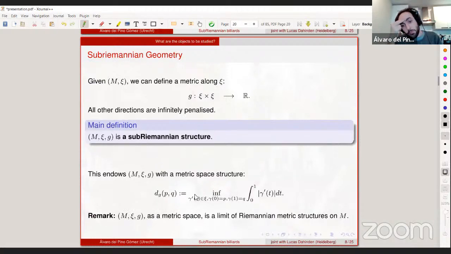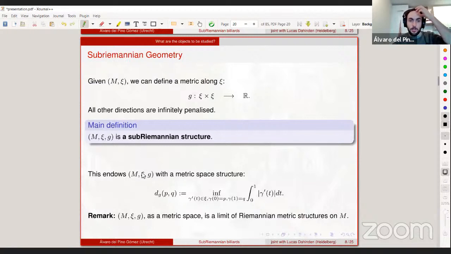And from this perspective, you can think that M, psi, G as a metric space is like a degenerate limit of Riemannian metric spaces, where the complementary directions not in psi are being penalized infinitely much. So you can think that for every sub-Riemannian structure, you can find a sequence of Riemannian structures that metrically converges. Okay, so this is the setup.